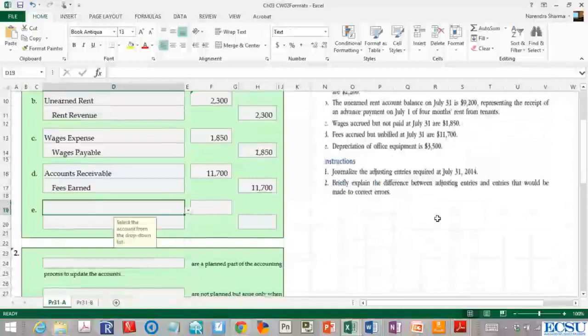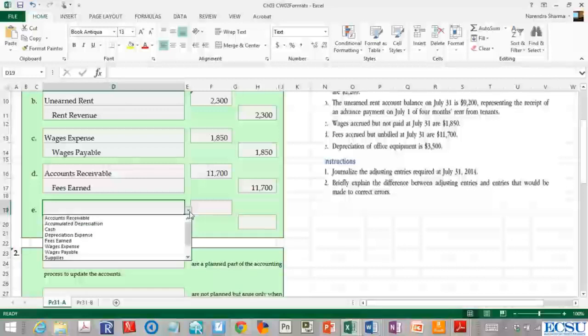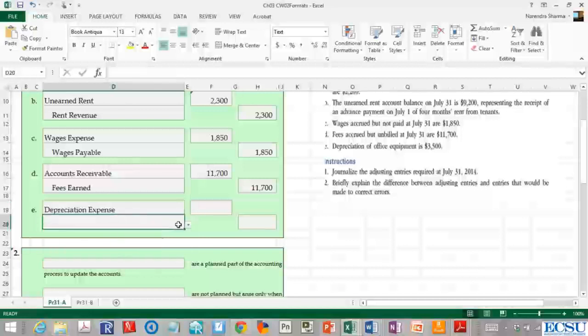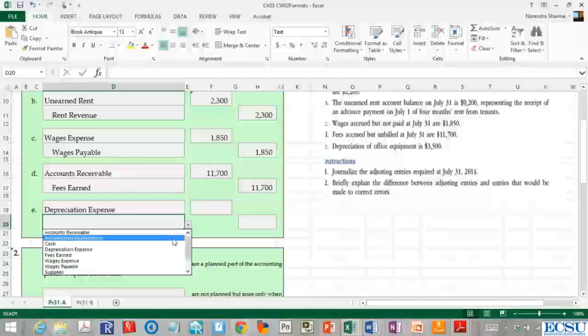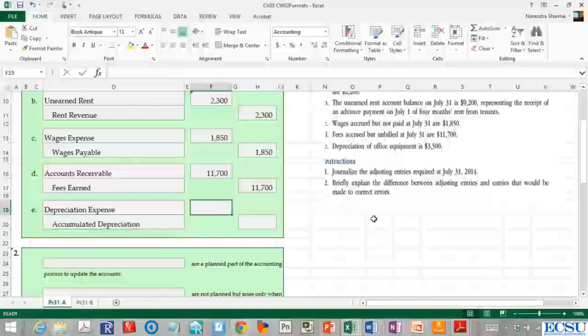And next is depreciation of office equipment. As soon as you see depreciation, you should always debit depreciation expense account. So depreciation expense would be debited, and accumulated depreciation would be credited whenever we charge depreciation. That is 3,500 and 3,500. So that is how you would handle that.